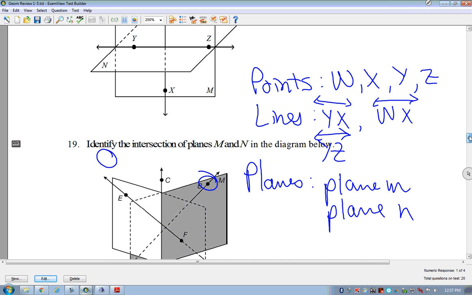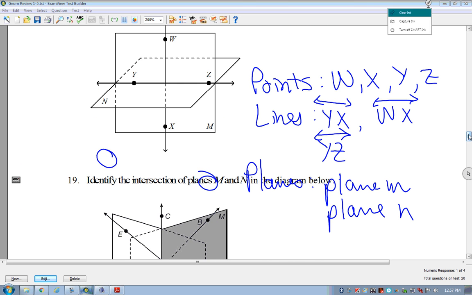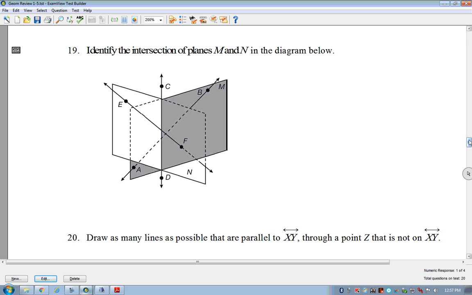All right, let's come. Ooh, it didn't actually erase it. There we go. All right, 19. Identify the intersection of planes M and N in the diagram. How do 2 planes intersect? What do they intersect at? They intersect at a line.